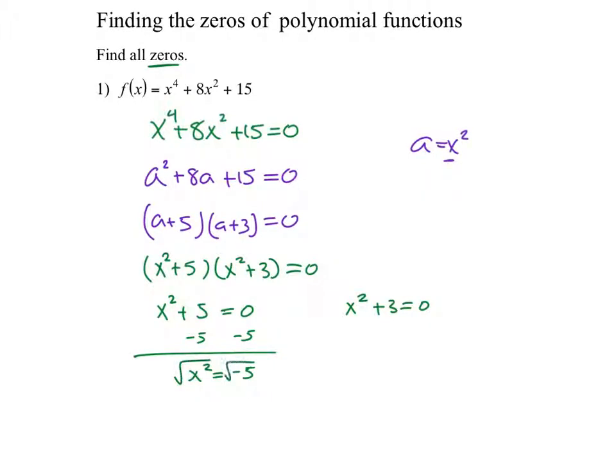So now I can take the square root on both sides. x equals plus or minus i square root of 5, and for the other one, x squared equals negative 3, so taking the square root of both sides, x equals plus or minus i square root of 3. So there I have my 4 answers.